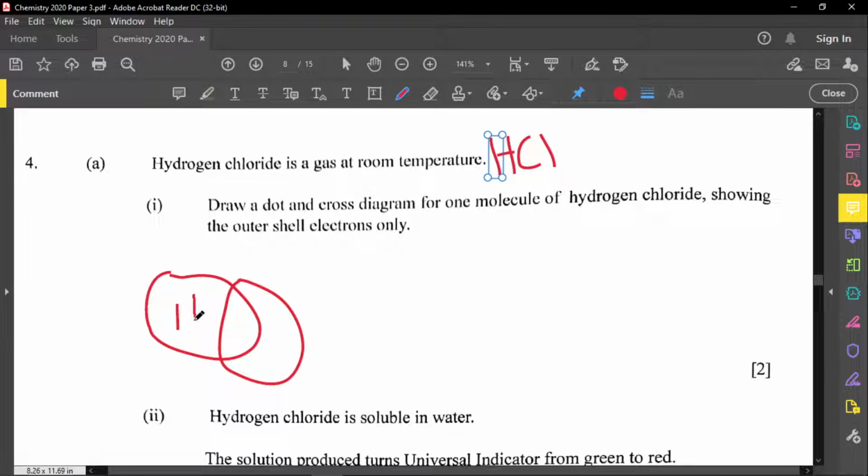So I'm going to have an H right here. Again, chlorine can only take on 1. Okay, so this would be Cl. Chlorine can only take on 1. Let's use the dots for chlorine, and let's use X for hydrogen.